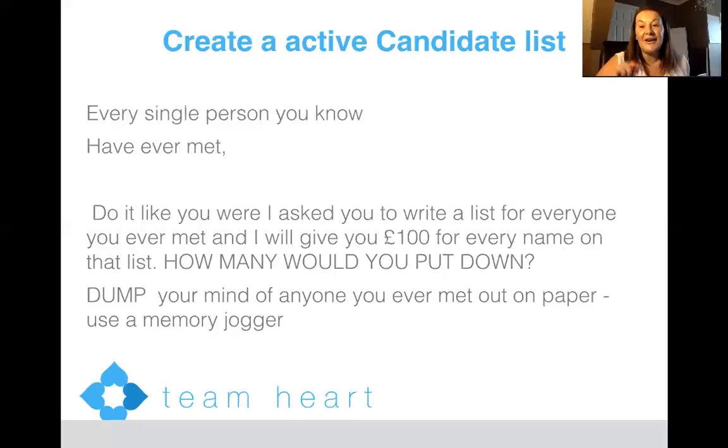How many names are you going to put on that list? If you were getting £100 for every single name on the list, how many names would you have on there? All right? And really what it is, it's dump your memory or dump your mind of anyone you have ever met out on paper. So that is step one, without condition, without attachment to what we're going to do with the list. I want you to literally dump your mind of everybody you have ever met in your life and put it on a piece of paper. Start with 30, 50 in the beginning.